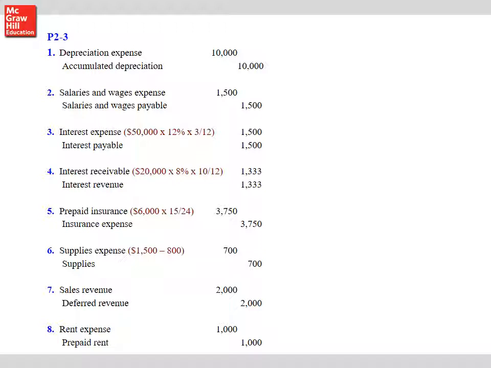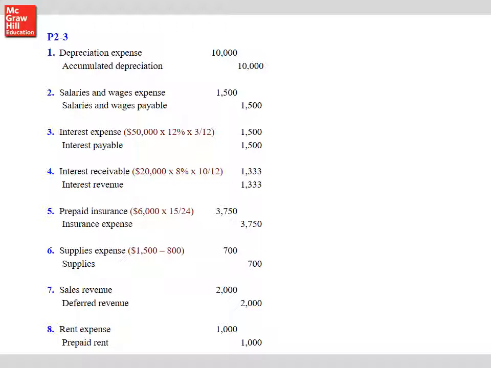It's accumulating or accruing. So as of December 31st, if they had to pay any interest, or the question is, would they have any interest due if they were required to pay it? Absolutely. They would owe 3 months worth of interest. So take the principal of $50,000 times the 12% interest rate times 3 of 12 months. So we debit interest expense, and credit interest payable, $1,500.